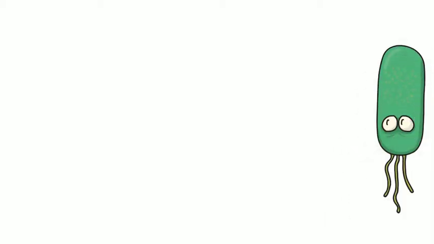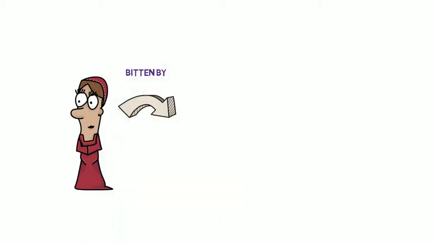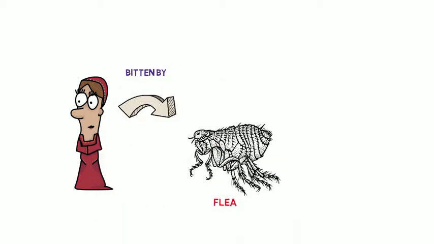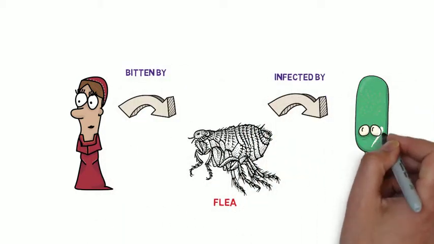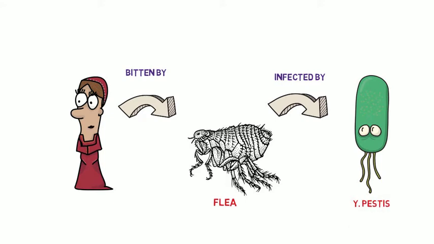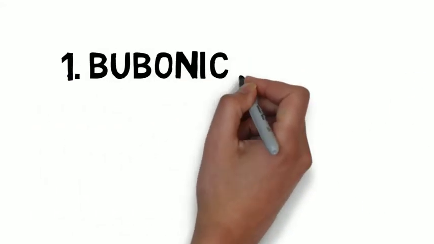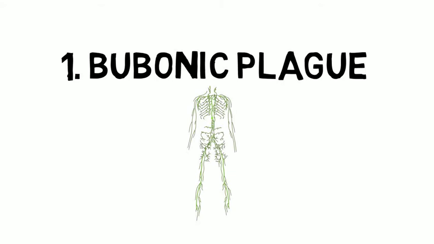It was created by a bacteria called Yersinia pestis. This bacteria would infect fleas, and the fleas would become a vector of the bacteria and would spread to humans. Bubonic plague is an illness caused by Yersinia pestis.